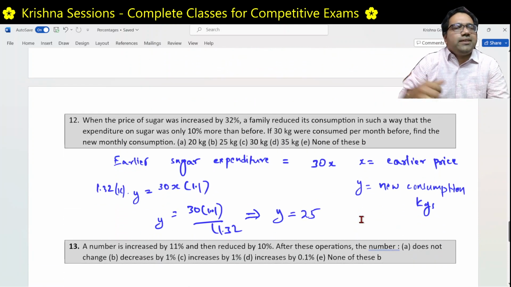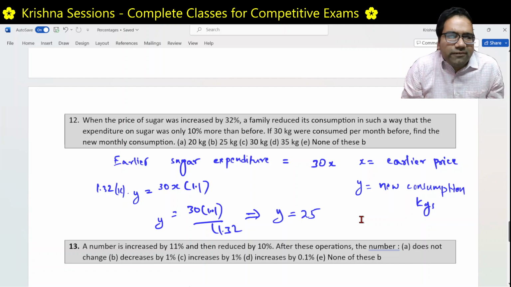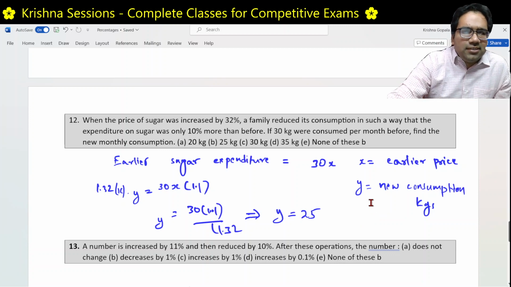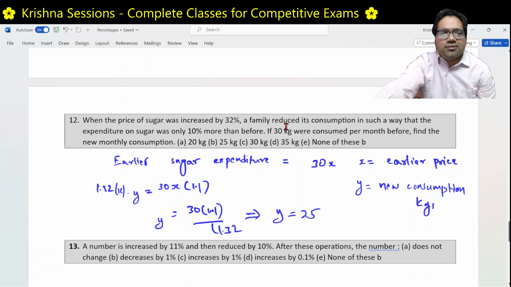Next. When the price of sugar was increased by 32%, a family reduced its consumption in such a way that expenditure on sugar was only 10% more than before. If 30 kgs was consumed per month before, find the new monthly consumption. Okay, they were consuming 30 kgs, and let's assume X is the earlier price of sugar. So what was the expense earlier? 30 kgs into X, 30x, right? That was the earlier expenditure.